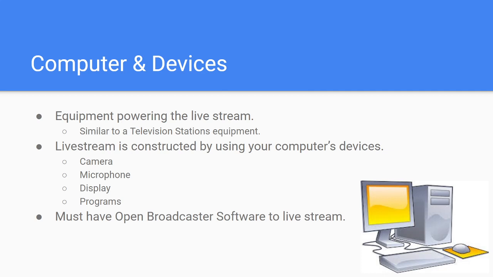It's a little bit simpler than what a television station would have, because using your computer's devices, all you really can use is, say, a microphone, a camera, your computer's display, and the programs you have open on your computer. All of these four can be used in live streaming, and they are essentially what you'll put together in OBS to live stream. But we'll get to that later.